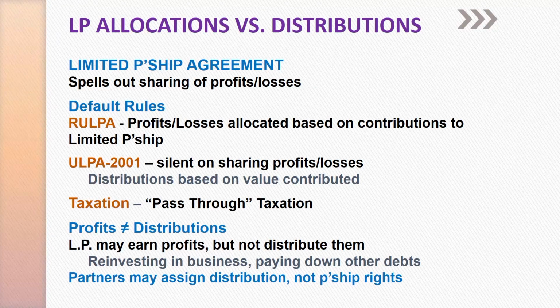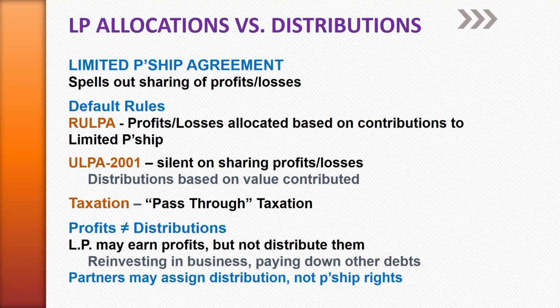For the limited partnership, again, look to the limited partnership agreement. How does it spell out how you're going to share these profits and losses? Under ULPA, it basically says it's pro rata based on your contribution. Under ULPA 2001, it doesn't say anything except for distributions are based on value contributed. So it's kind of the same idea. It's probably pro rata unless you can show otherwise.